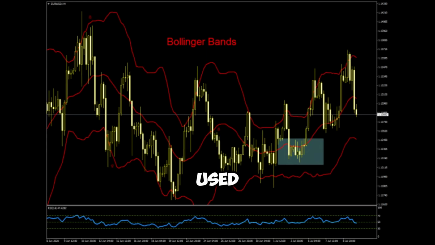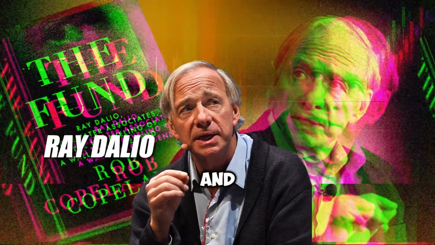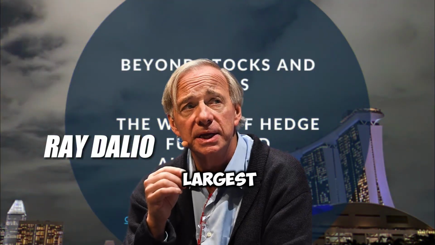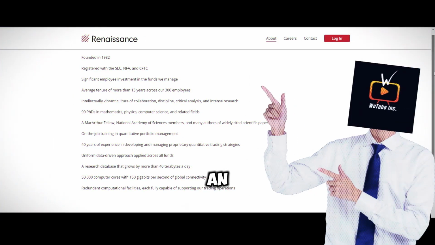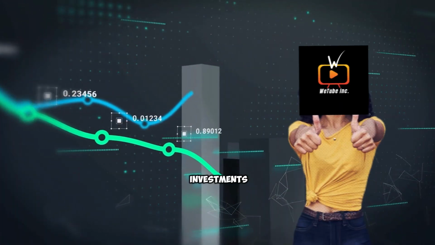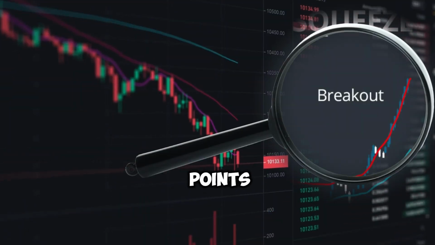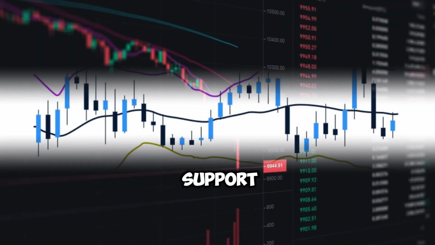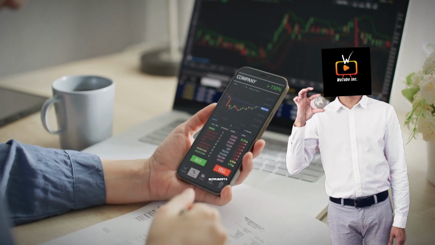Number 1. The Bollinger Bands, used by Morgan Stanley, a multinational investment bank. Ray Dalio, a billionaire hedge fund manager and the chief investment officer of one of the largest hedge funds in the world, and also used by Renaissance Technologies, an investment management firm known for its mathematical and statistical methods in investments. They use it to visualize volatility and breakout points, acting as dynamic support and resistance, helping them assess the market's condition and potential movements.